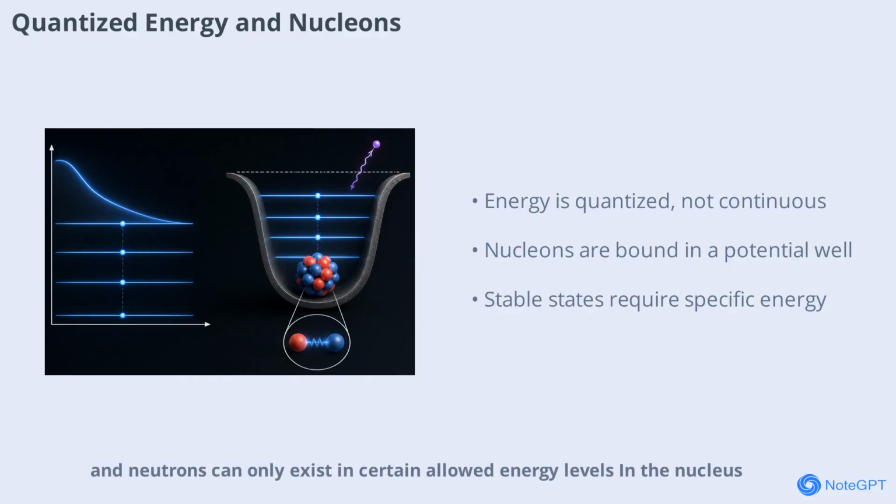In the nucleus, protons and neutrons are not free to move anywhere. They are bound together in what physicists call a potential well. This model shows that stable nuclear states require specific energy conditions to keep the particles confined. These concepts, quantized energy and the potential well, are essential for understanding why atoms and their components behave the way they do.